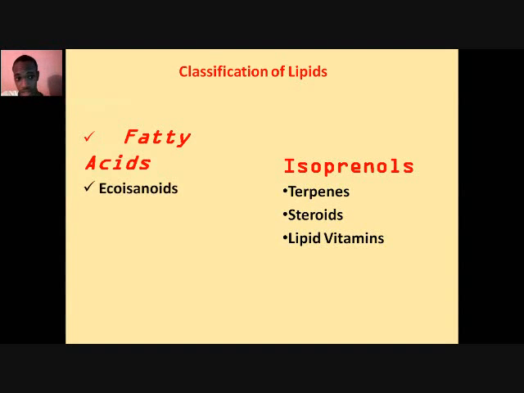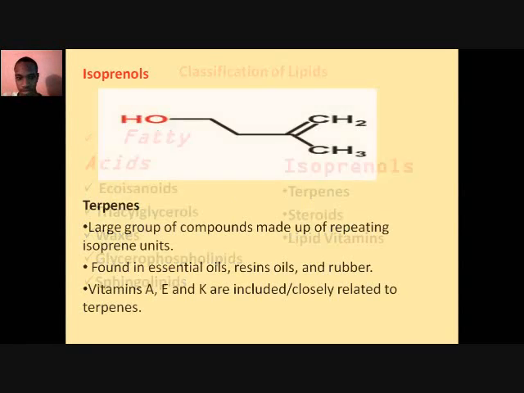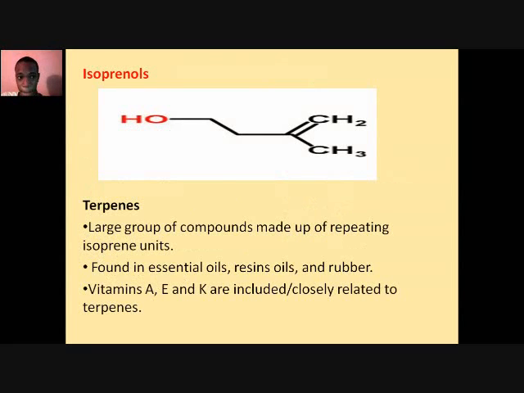So you've done fatty acids, you've touched on eicosanoids, triglycerides, waxes, glycerophospholipids, and sphingolipids. So now the final category that we'll be dealing with will be the isoprenols. Now this is an isoprene molecule consisting of 5 carbons: 1, 2, 3, 4, 5.